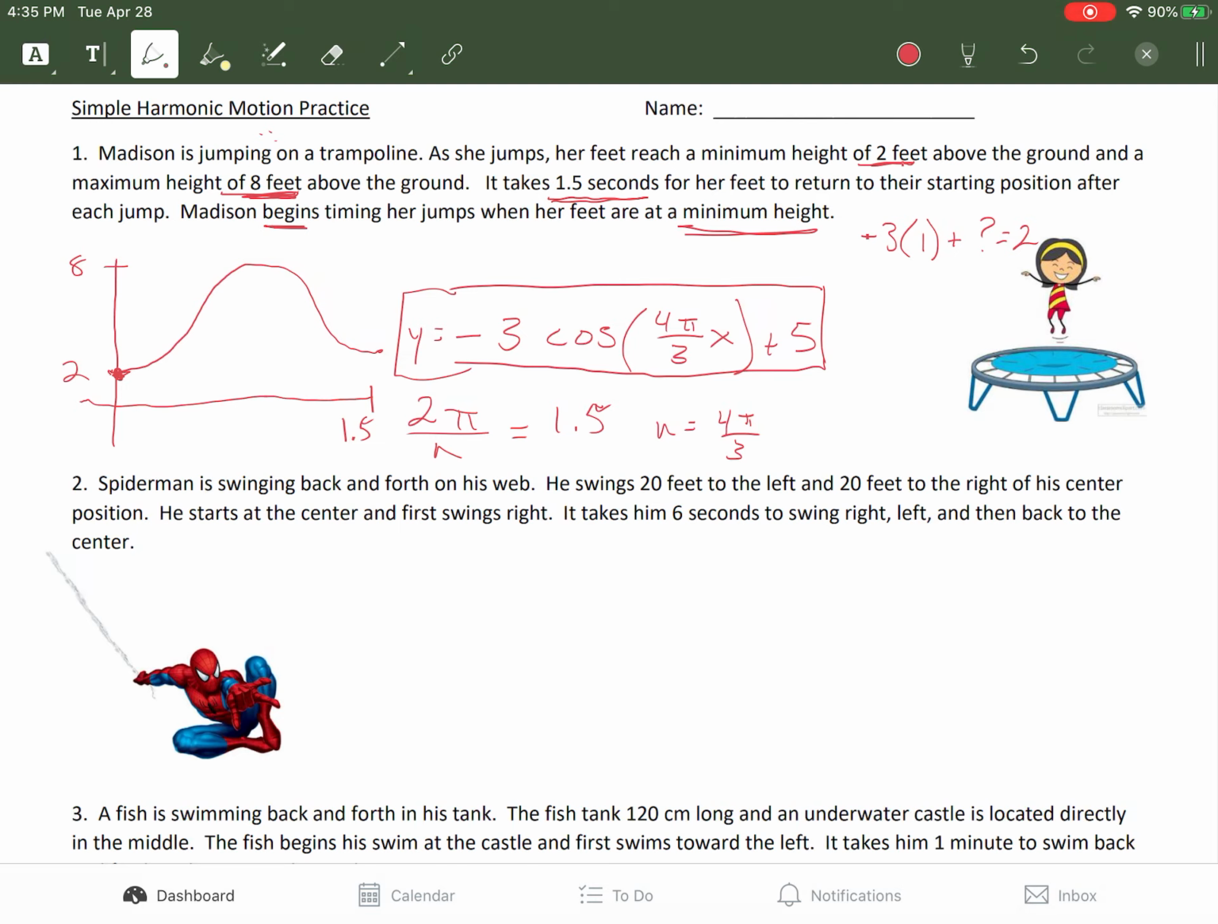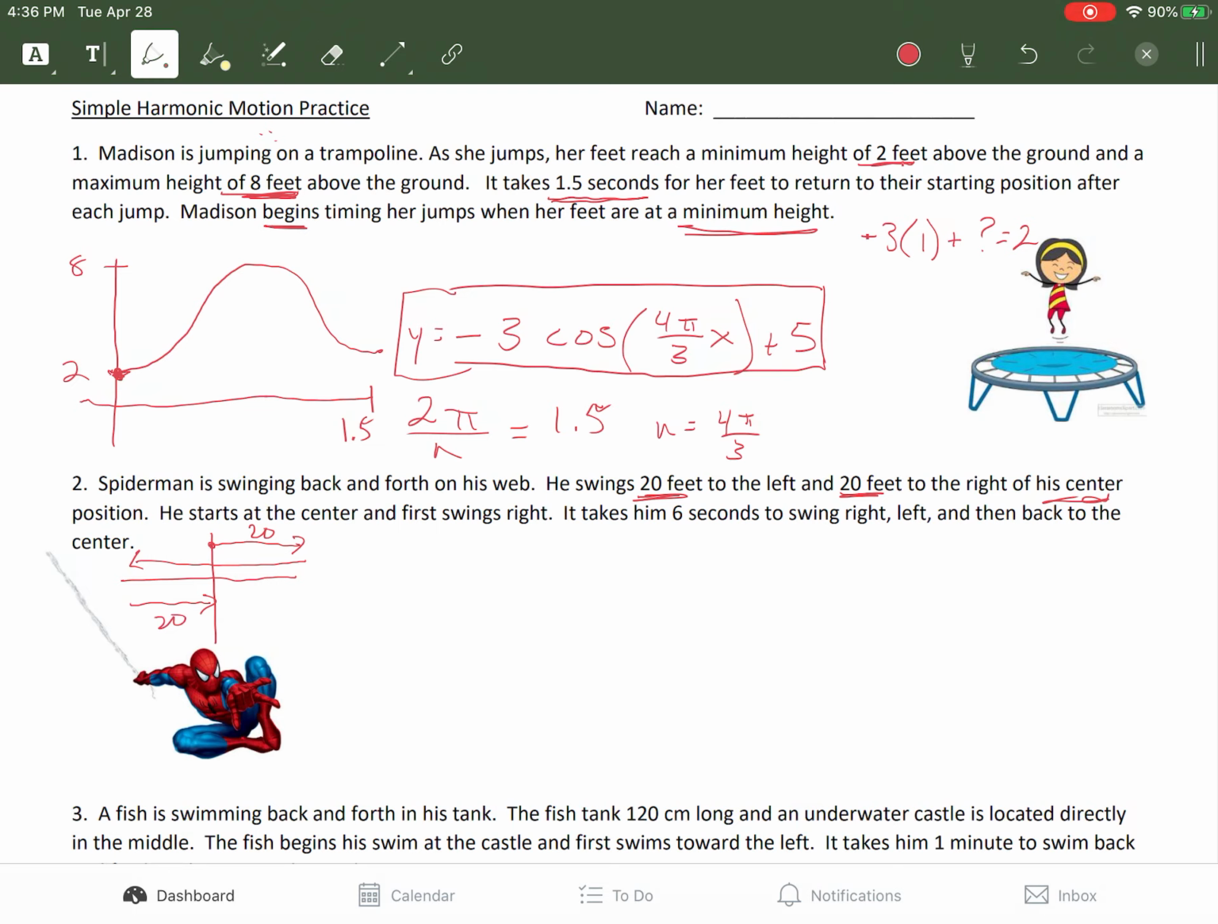All right, number 2, Spider-Man. So Spider-Man is swinging back and forth in his web. He swings 20 feet to the left and 20 feet to the right of his center. So if you think about that, there we go, he's swinging. He starts at the center and swings to the right first. So he's starting here. He goes this way, 20 feet. Then he swings back this way. Then he swings this way, 20 more feet to the middle.